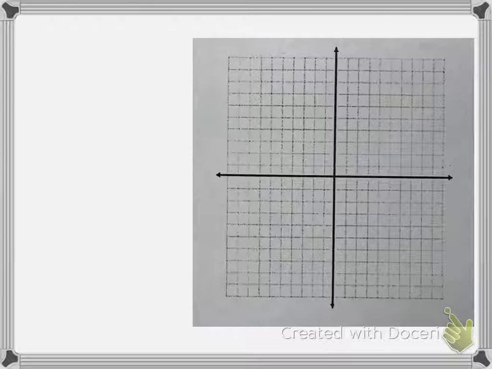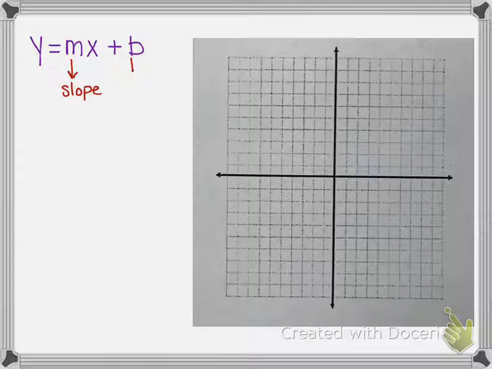Okay, I'm going to take a couple minutes and review what we've been discussing in the classroom, and that is the slope-intercept form of an equation, which is y equals mx plus b. And in this equation, m stands for slope, and your b stands for your y-intercept. Remember, your y-intercept is where your line crosses the y-axis.